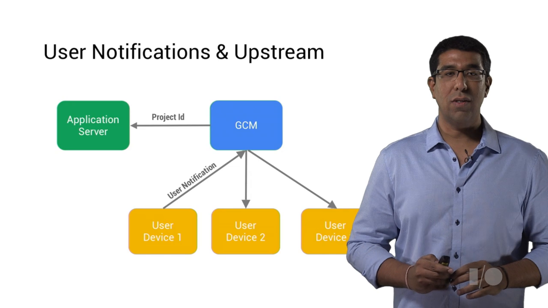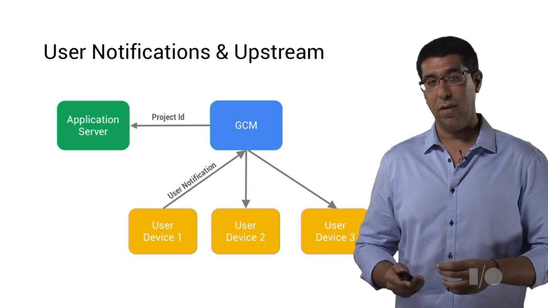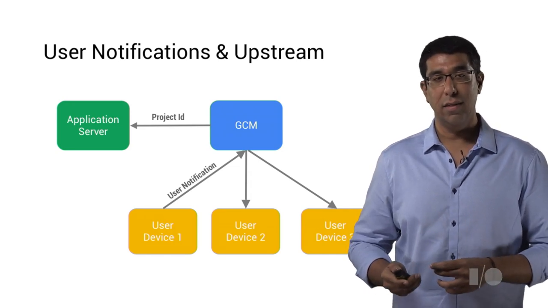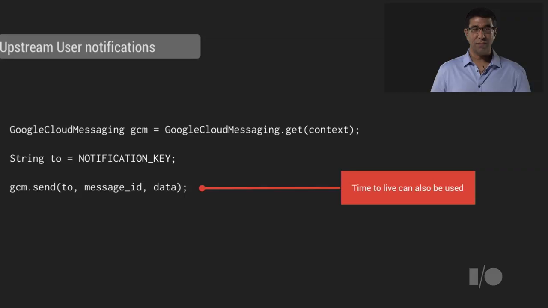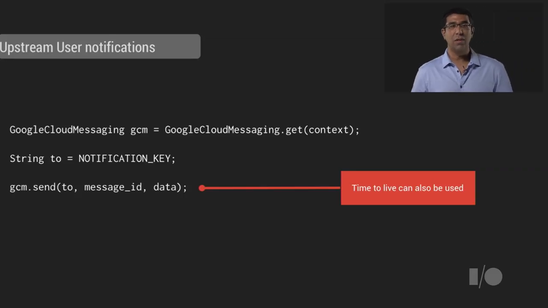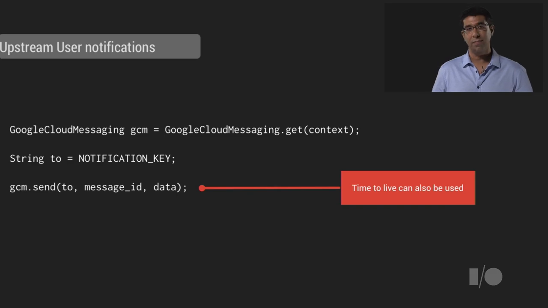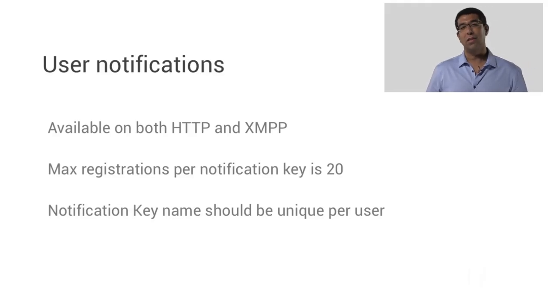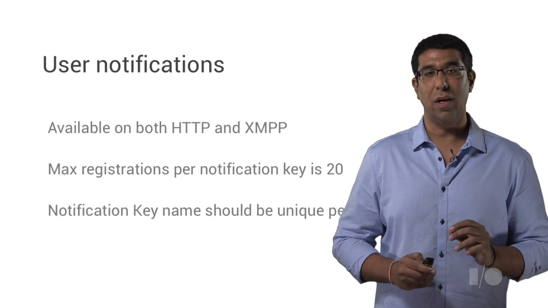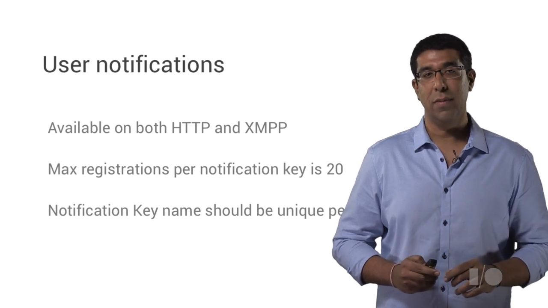In addition, you can also send this message to your application server by sending it to a project ID in a separate upstream message. Here's an example. As you can see, the to field in the upstream message is set to a notification key. This will make GCM send this message to all other devices that are part of this key. User notifications is available on both HTTP and XMPP. It allows a max of 20 registrations per notification key. And of course, the key name in the request should be unique to a user.